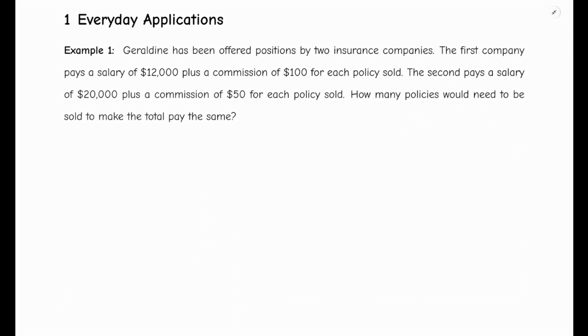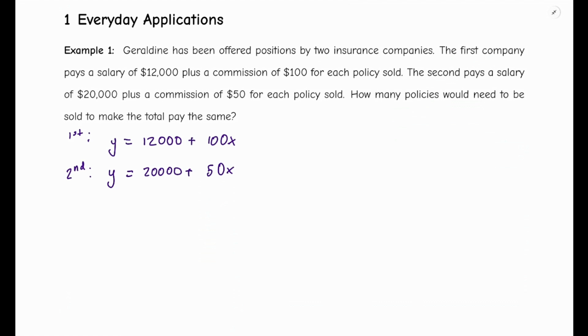So very similar to back in chapter 3, you're going to be setting up equations here. But since she's offered two options, we're going to have two equations. So the first equation would be y equals 12,000 plus 100x, because they get $100 for each policy sold. The second one would be y equals 2,000 plus 50x.